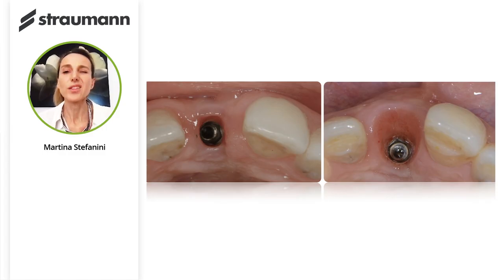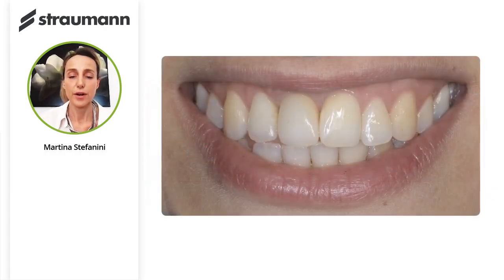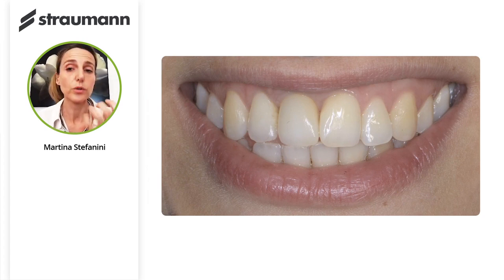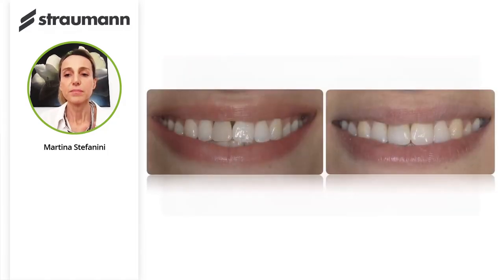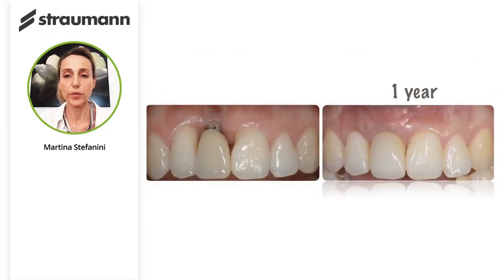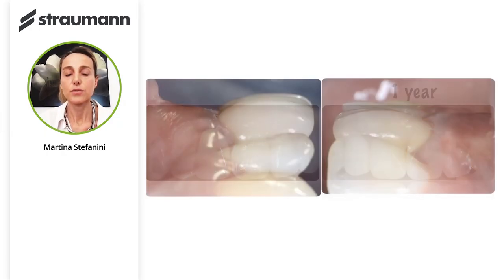But if you look at the quality of the color of the tissues in the transmucosal path, you see how healthy these tissues are. Obviously, this patient was a very highly motivated patient, non-smoker with a good oral hygiene level, and all these aspects, along with the surgical procedure, lead to obtain at 1 year this nice result.